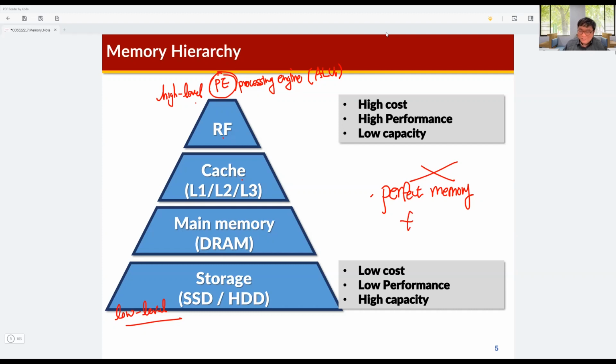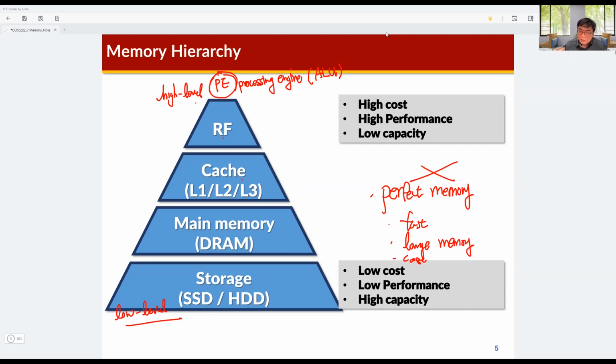You want fast memory, like DDR5. DDR5 is faster than DDR4. Also, we want large memory. So we want large space in our memories, and also we want fast memory. And then also if the cost is low, that means the price is low, then it's the perfect memory.